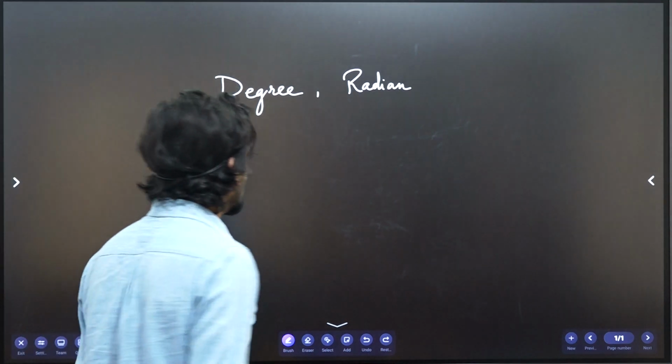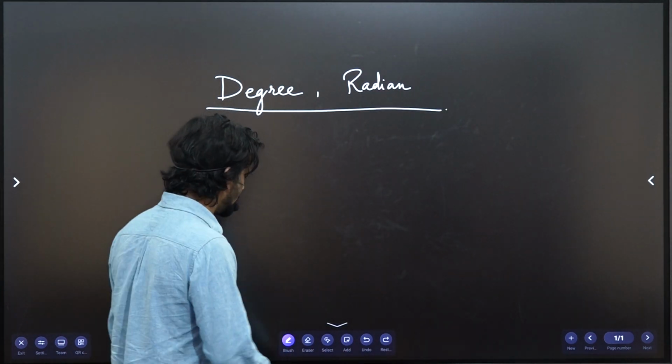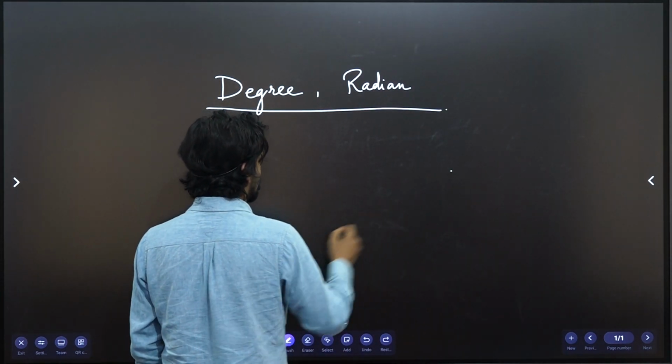All right. So what do I mean by angular distance? So for example, when you have 2 points A and B.